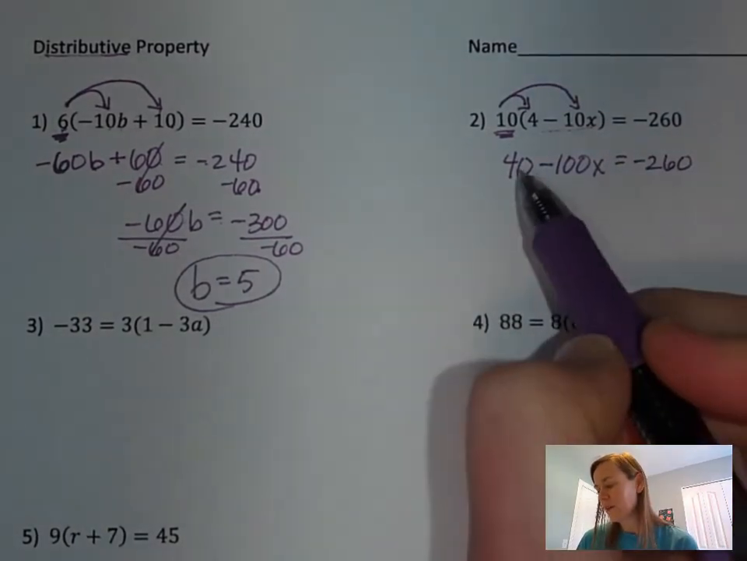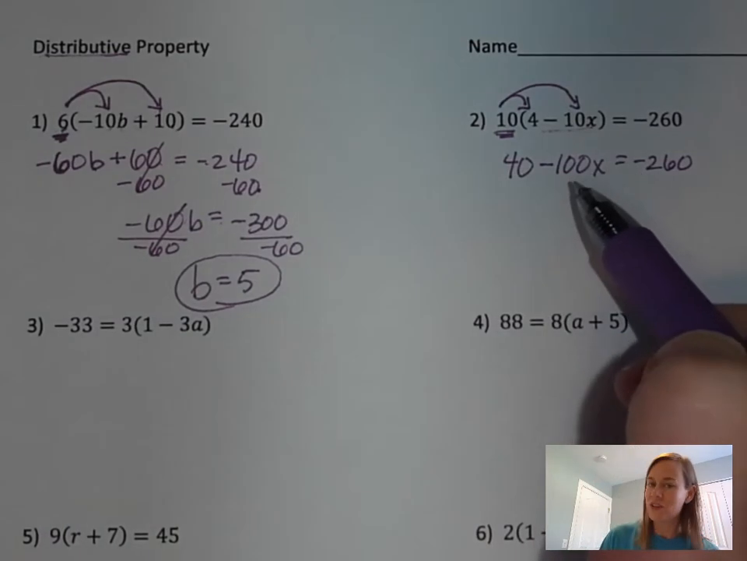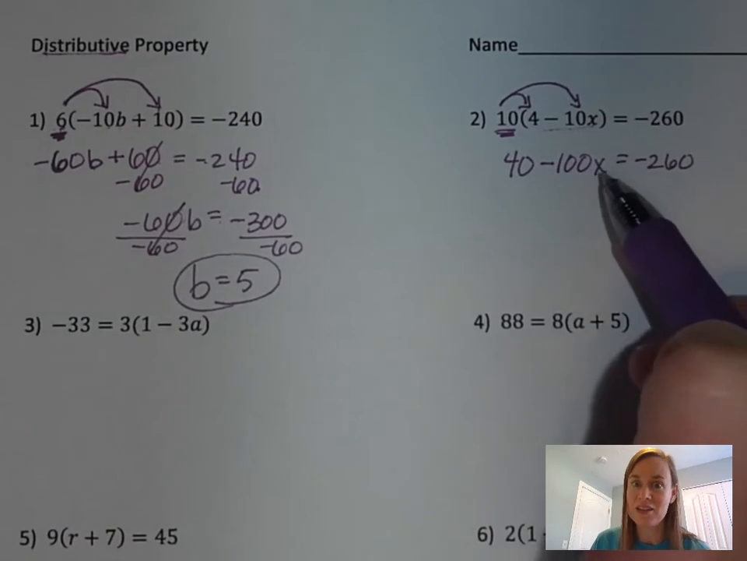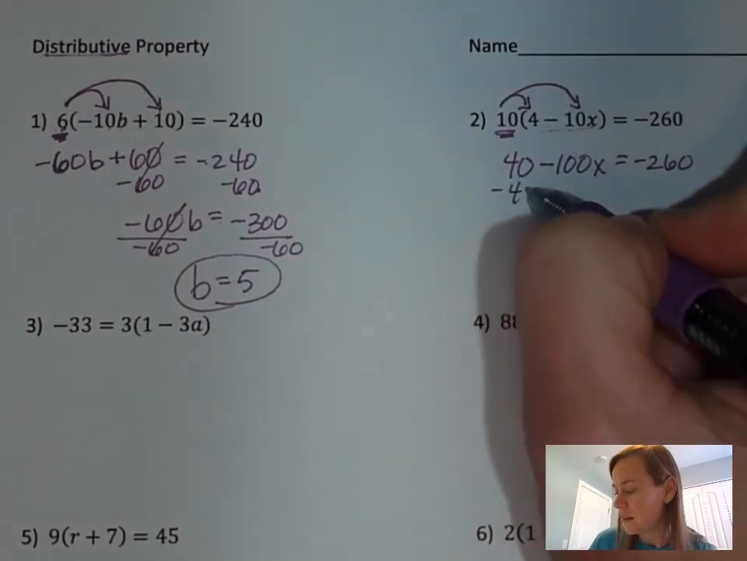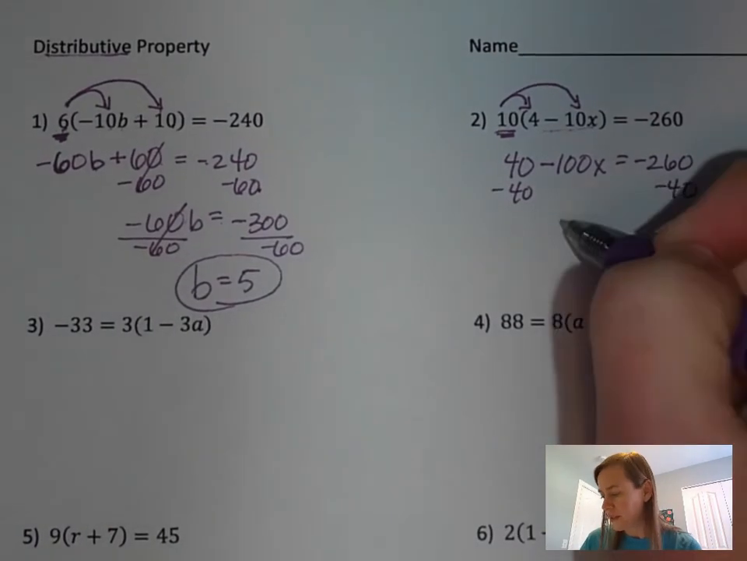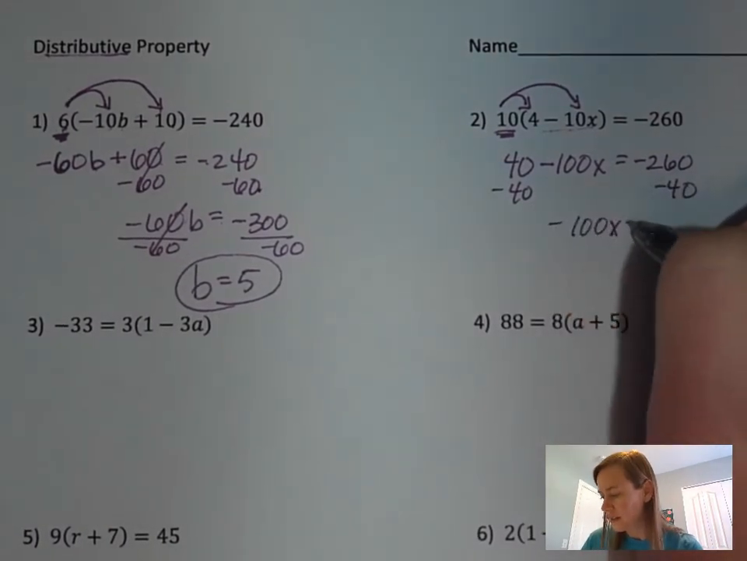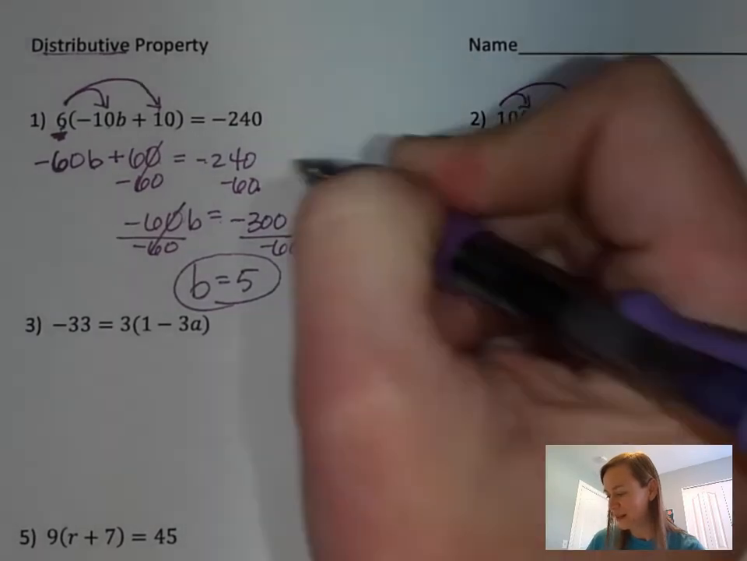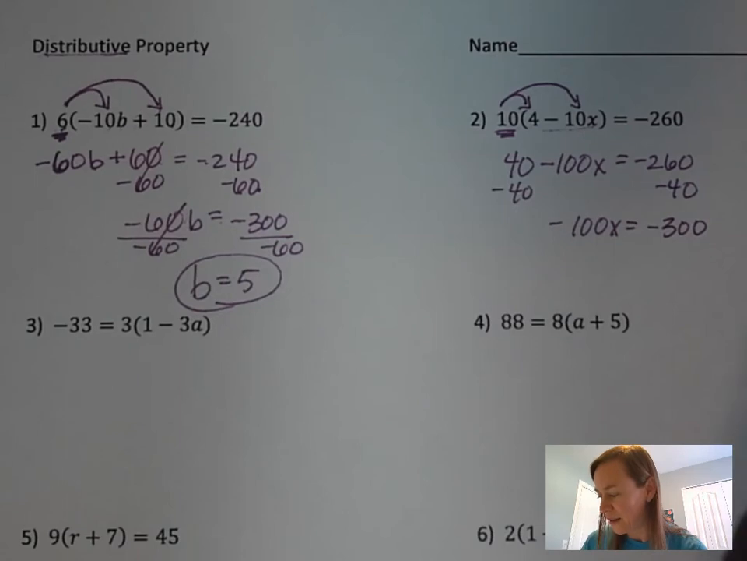Okay, so we got to get rid of the 40 and we got to get rid of the negative 100. You should get rid of the 40 first because you always want to get rid of that number that's not attached to the x. Okay, so minus 40, minus 40. Okay, so you're left with negative 100x equals negative 300. This feels really similar to the last one with the negative 300. That's kind of weird, but it's okay.